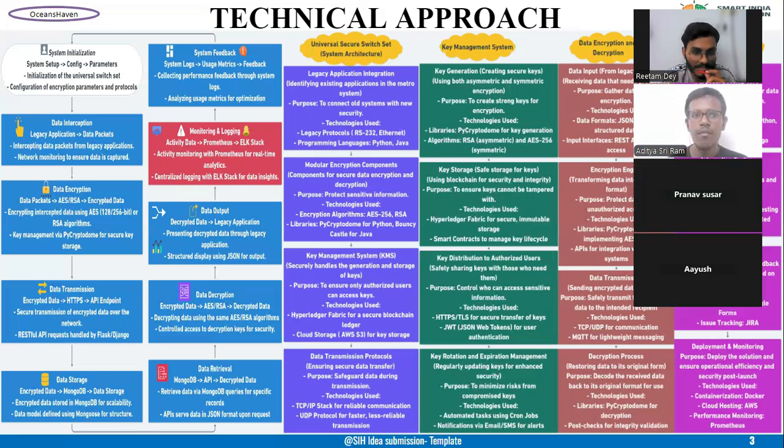And then comes data decryption. The encrypted data is then processed through AES or RSA algorithms. Then the data is decrypted using the same AES and RSA algorithms, with controlled access to decryption keys for security.